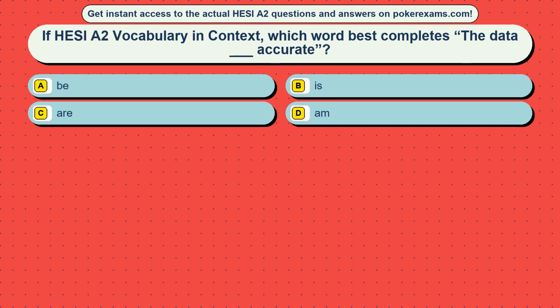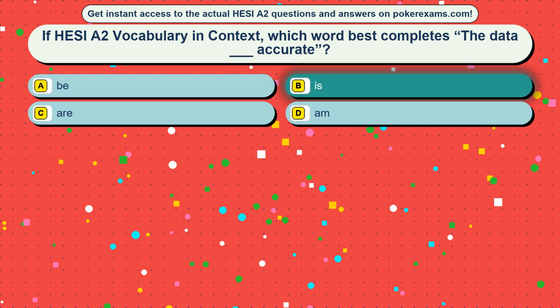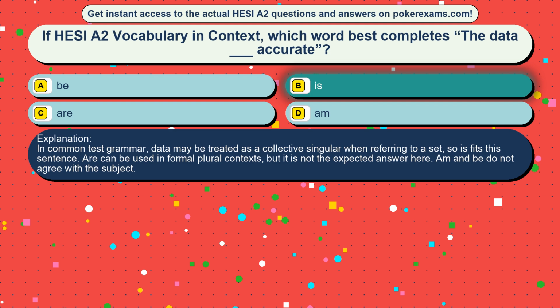Question 40. HESI A2 vocabulary in context: which word best completes the sentence, data blank accurate? Option A, be. Option B, is. Option C, bar. Option D, them. The correct answer is option B, is. In common test grammar, data may be treated as a collective singular when referring to a set, so is fits this sentence. Are can be used in formal plural contexts, but it is not the expected answer here. A, C, and D do not agree with the subject.